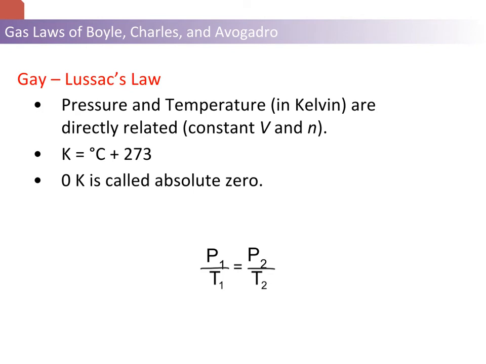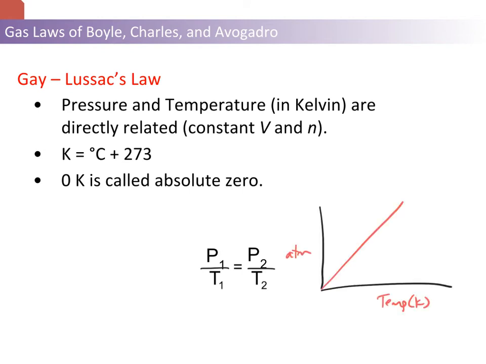Gay-Lussac's law takes a look at pressure and temperature again in kelvins, keeping volume and number of moles constant. Looks a lot like Charles' law, and is indeed a lot like Charles' law. Pressure 1 over temperature 1 equals pressure 2 over temperature 2. Again, you'll be given 3 out of the 4 variables, and you're asked to solve for the other missing variable. There's not going to be a picture or graphical representation of Gay-Lussac's law, but since it's so similar to Charles' law, you can expect it to be a direct linear relationship.